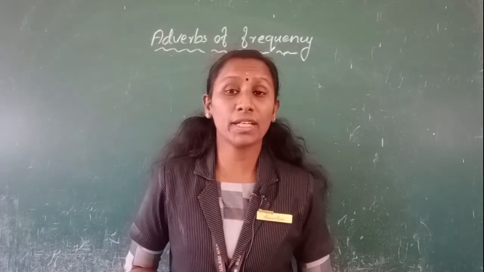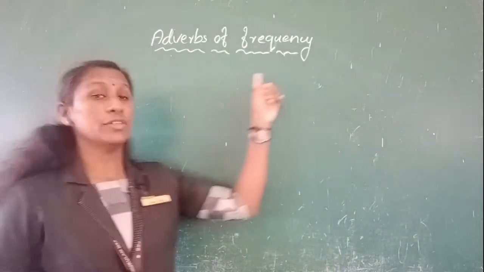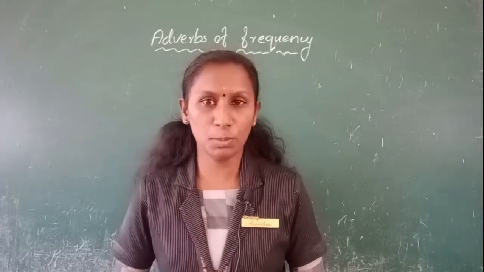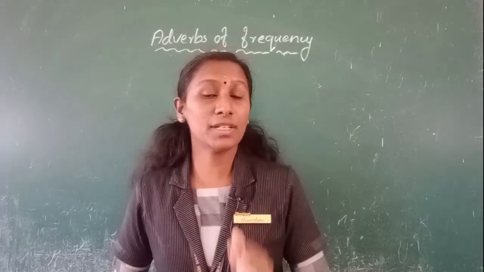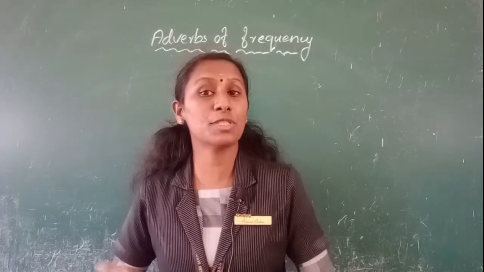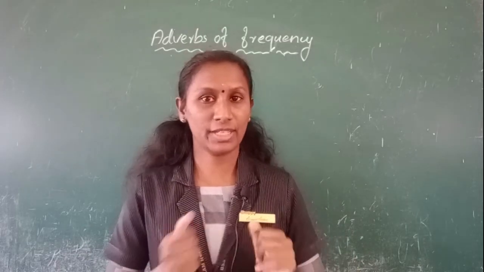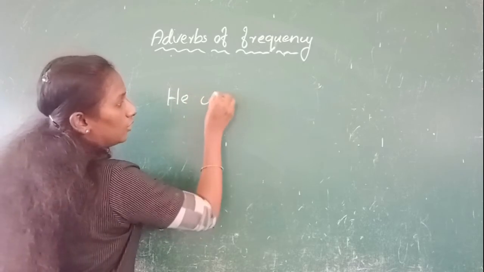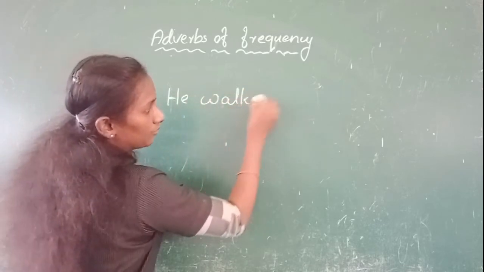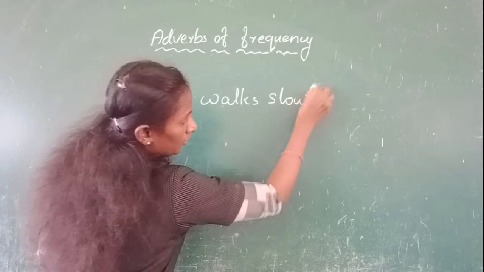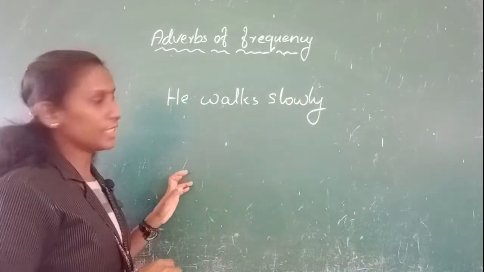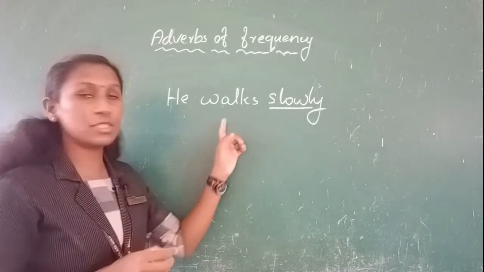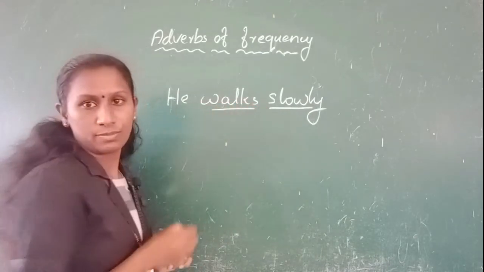Okay. Now the next topic is adverbs of frequency. Children, do you know what an adverb is? An adverb is a word which describes a verb. For example, he walks slowly. And you can see that here the word slowly describes the verb walks.